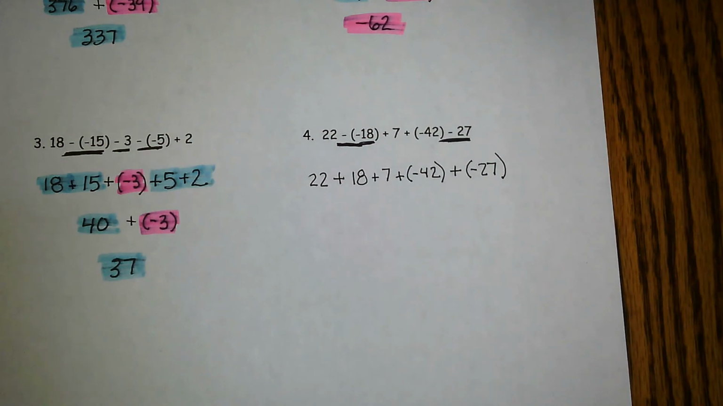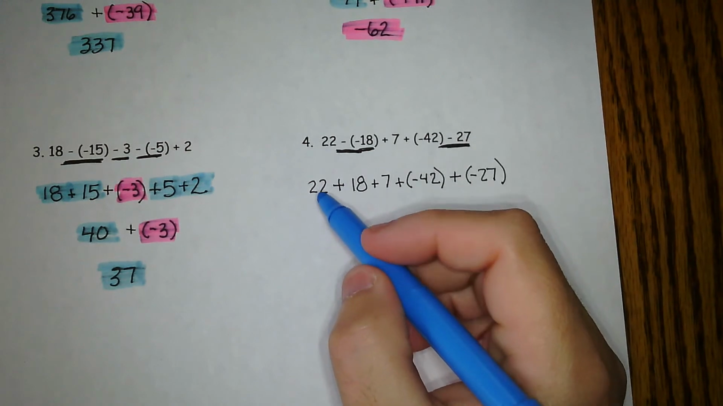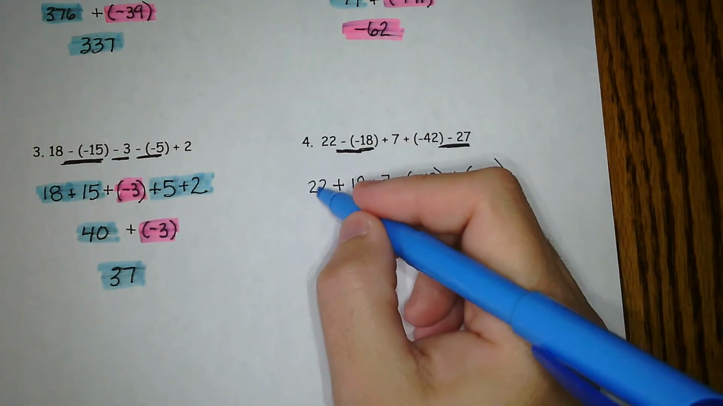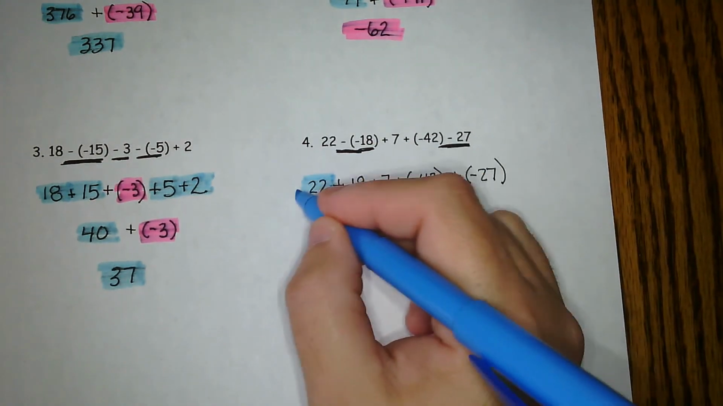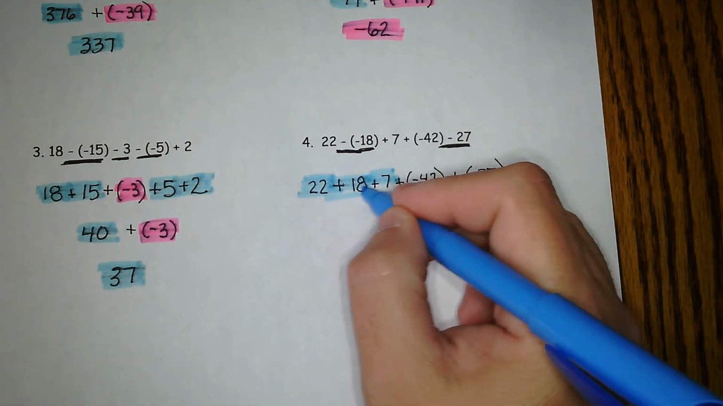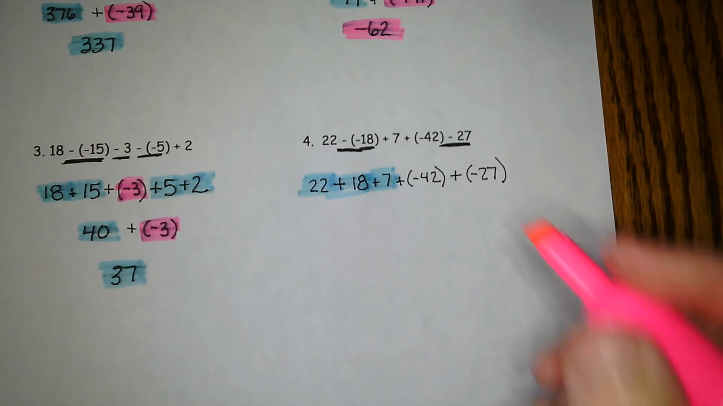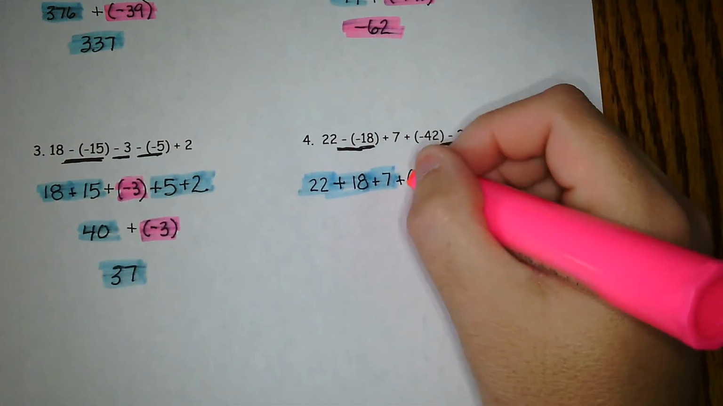And this one is a little bit more unclear, I think. Just eyeballing it, I'm going to need to take a look at it a little bit closer. I've got a 22 that's positive. I have 18 that's positive. I have 7 that's positive. Oh, they're all in the front. And then I got negative 42 and negative 27.